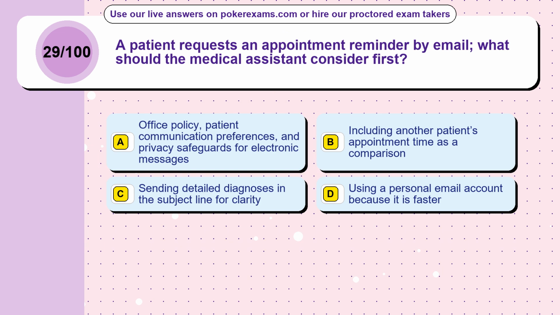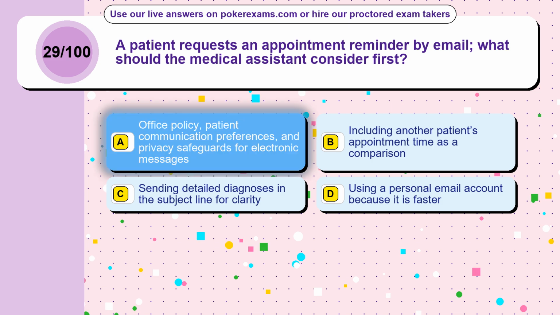Question 29. A patient requests an appointment reminder by email. What should the medical assistant consider first? Option A. Office policy, patient communication preferences, and privacy safeguards for electronic messages. Option B. Including another patient's appointment time as a comparison. Option C. Sending detailed diagnoses in the subject line for clarity. Option D. Using a personal email account because it is faster.